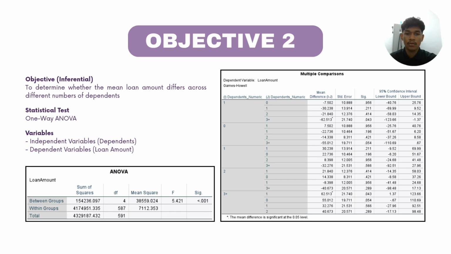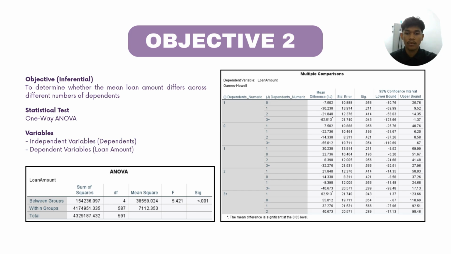Next, I present objective 2. Our second objective is to determine whether the mean loan amount differs across applicants with different numbers of dependents. To answer this objective, we use a one-way ANOVA because we are comparing the mean loan amount among more than two groups of dependents. The independent variable is the number of dependents, while the dependent variable is the loan amount.